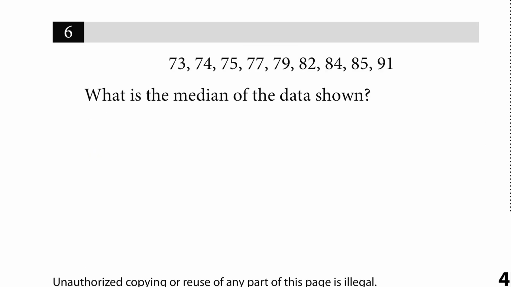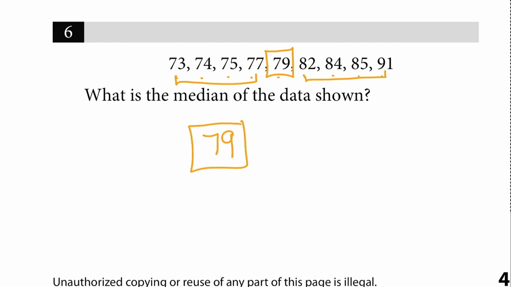What is the median of the data shown? The median is the middle number, so let's count them. 1, 2, 3, 4, 5, 6, 7, 8, 9. The middle number is going to be the fifth one because you see 4 on here and 4 on here. So this is going to be 79.